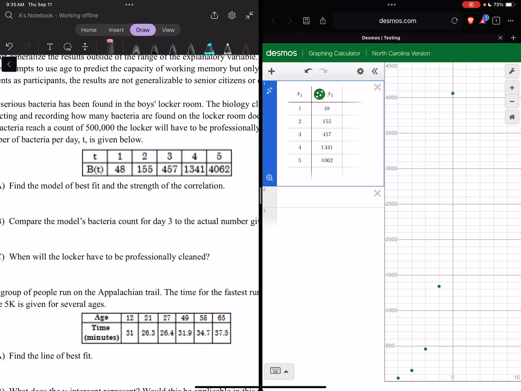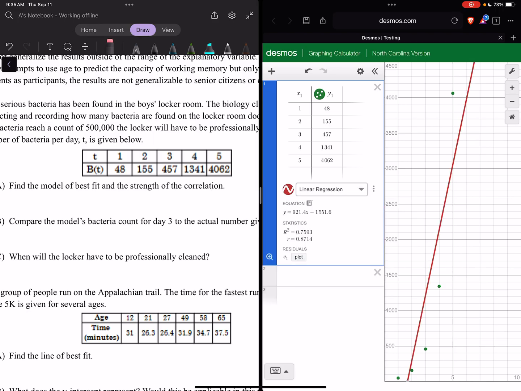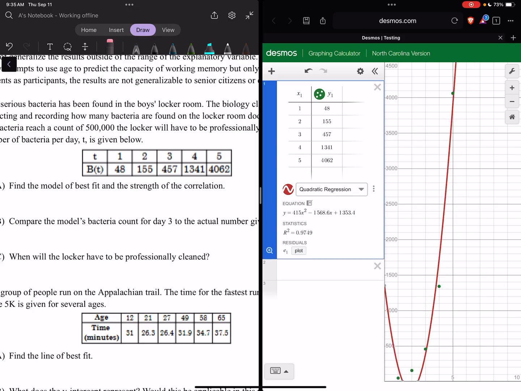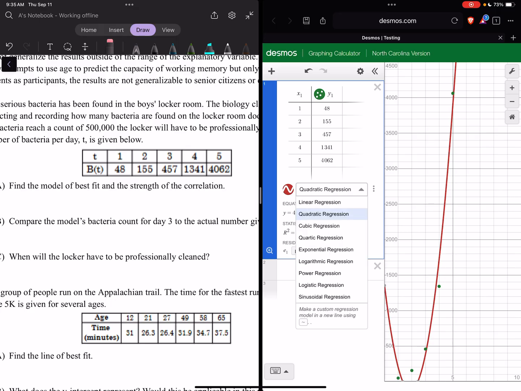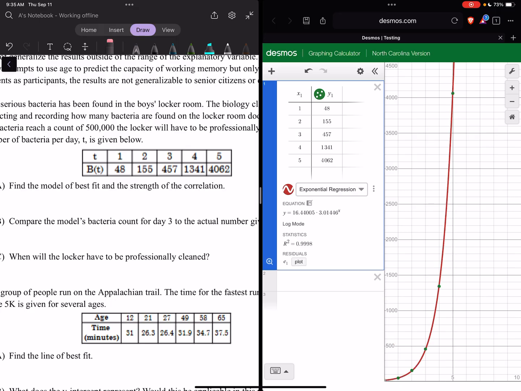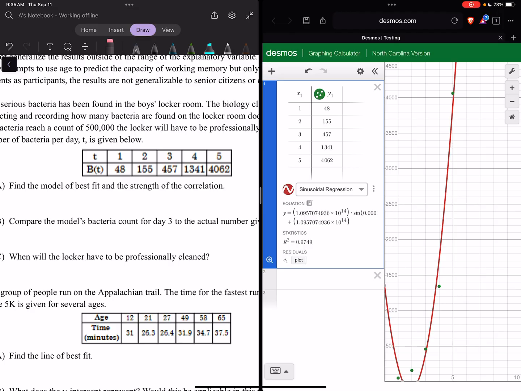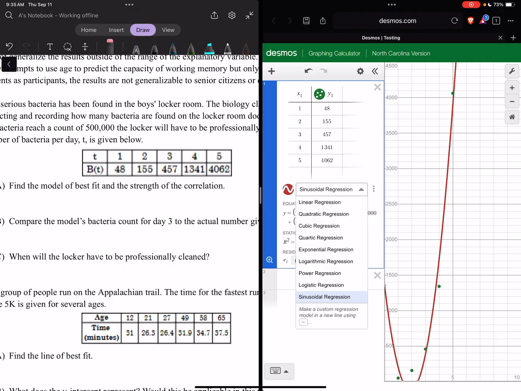All right. Linear, my R squared value is 0.75. Quadratic is 0.974. Exponential is 0.9998. That is really, really close. I don't think we're going to beat it. Not close. And close, but not as close as exponential.